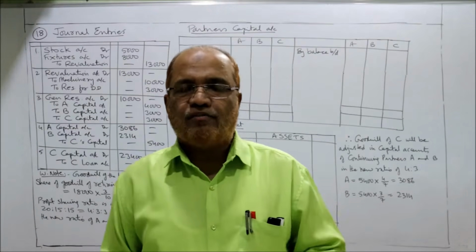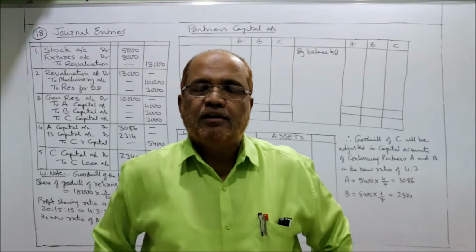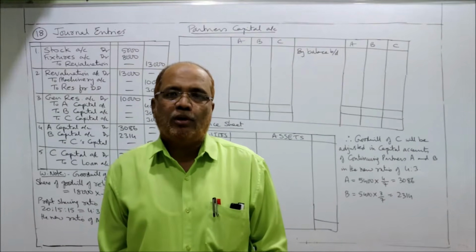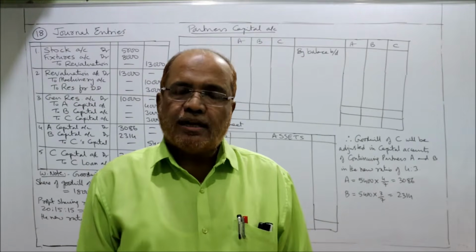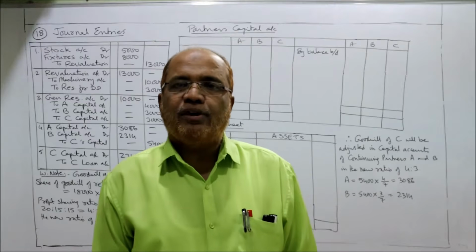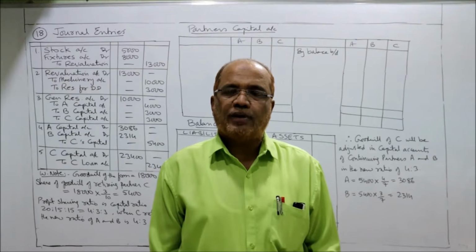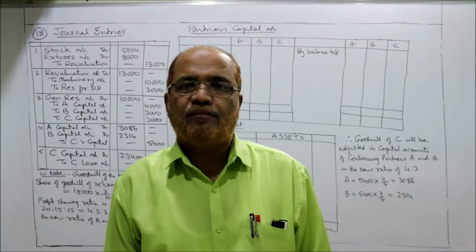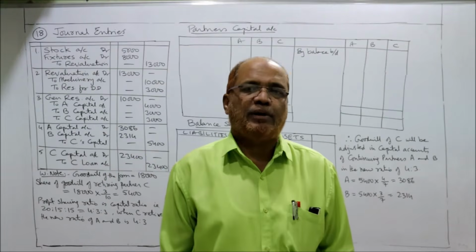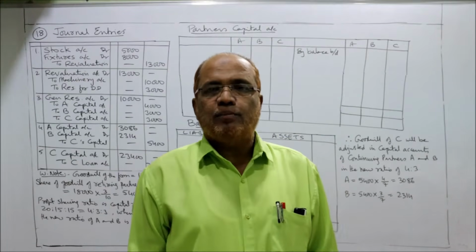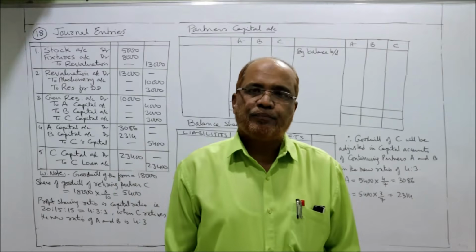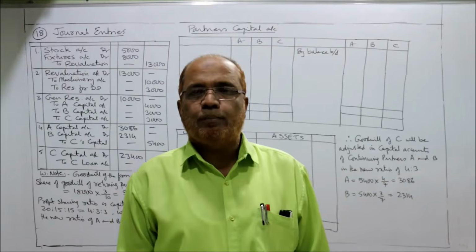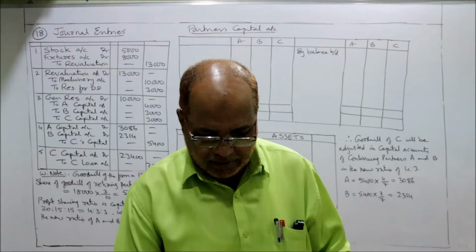Now we'll start problem number 18. In the last session we have completed problem number 17. So far we have done the problems on preparation of profit and loss appropriation account and partners' capital account under fixed capital method and fluctuating capital method. Then we have done the problems on admission of a partner. Now we are going to start the next topic called retirement of partner.